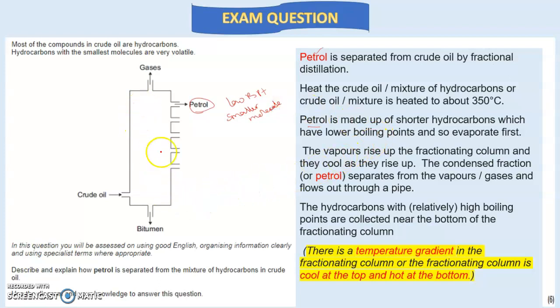Then you would say that there is a temperature gradient. That mention should be there. You could either say that there is a temperature gradient, or even if you have just said that the fractionating column is colder at the top and hotter at the bottom, that would be fine. But you've got to mention that there is a difference in temperature in that column. Because of that, at the top, you would get the vapors of those molecules which boil at a lower temperature, so the fractions you obtain at the top are smaller in size. The hydrocarbons with higher boiling points are collected at the bottom. You could also mention that bitumen, shown in the diagram, has a higher boiling point.